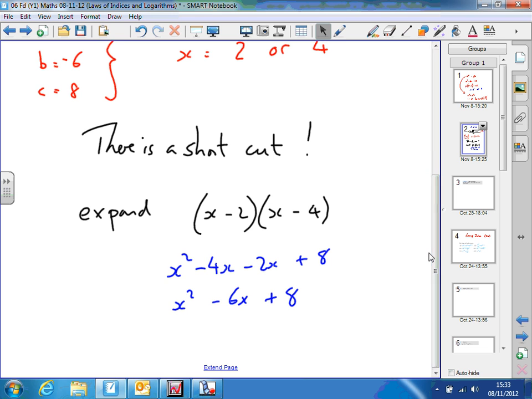If you notice this, look, I have multiplied minus 2 and minus 4 to get 8, and I've added minus 2 to minus 4 to get minus 6. So if I want to solve something like this quadratic equation, x squared minus 6x plus 8 equals 0, I try and factorise.